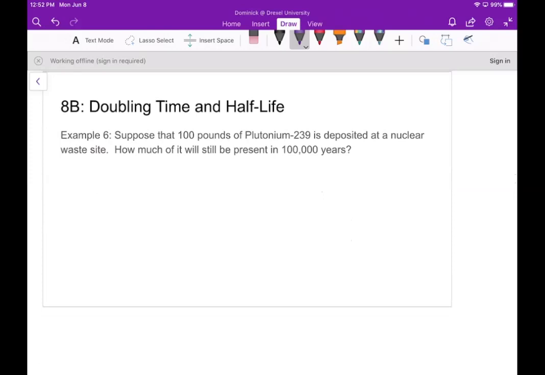Okay. Now, in example 6, suppose that 100 pounds of plutonium-239 is deposited at a nuclear waste site. How much of it will be present in 100,000 years? Now, I forgot to put the half-life of plutonium in here.